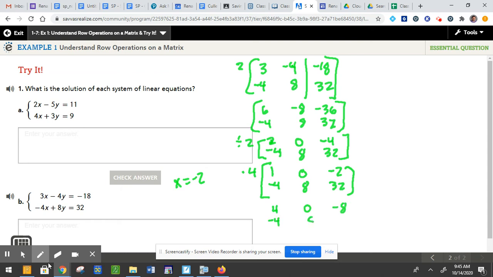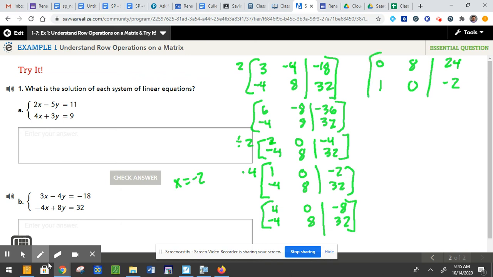You get -4, 8, 32. Haven't touched it yet. I guess I should be putting this line here, but whatever. Now I'm going to add those equations together, and my first line is going to be them added together. So 0, 8, 24. And I'm just going to revert back to this line for this part of the matrix. 1, 0, -2.